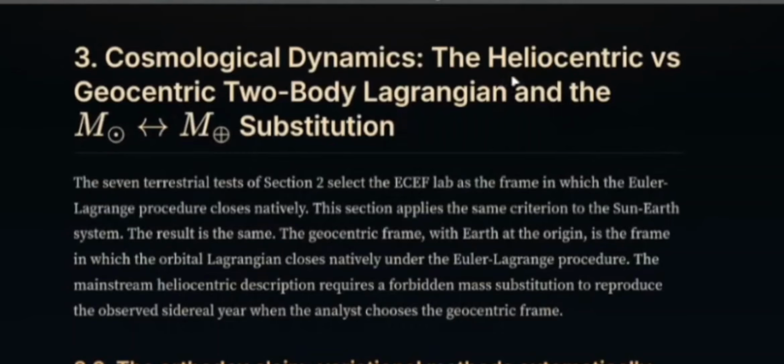So, cosmological dynamics, the heliocentric versus geocentric, the two-body Lagrangian, mass of the Sun and mass of the Earth substitution. There are 7 terrestrial sections for the ECEF lab frame in which the Euler-Lagrange procedure is closed natively. This section applies the same criteria to the Sun-Earth system, and we also do the Moon and Earth and the satellite and Earth, I think the ISS. So, anyway, as we continue here, the geocentric frame also applies the results as the same. The geocentric frame with the Earth at the origin is the frame in which the orbital Lagrangian closes natively under the Euler-Lagrange procedure. This is the mainstream heliocentric description, which requires the forbidden mass substitution to reproduce the observed sidereal year when the analyst chooses the geocentric frame.